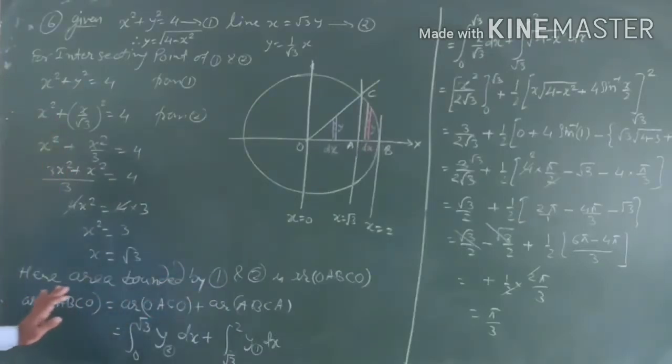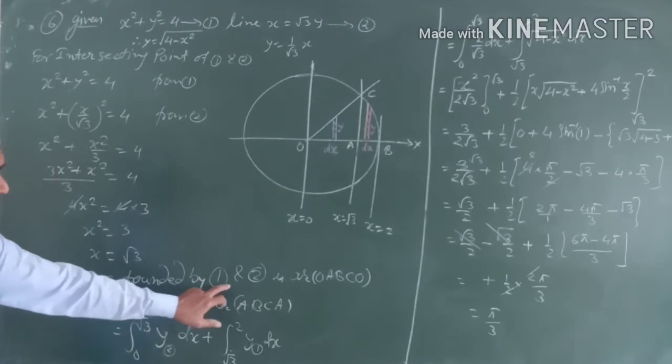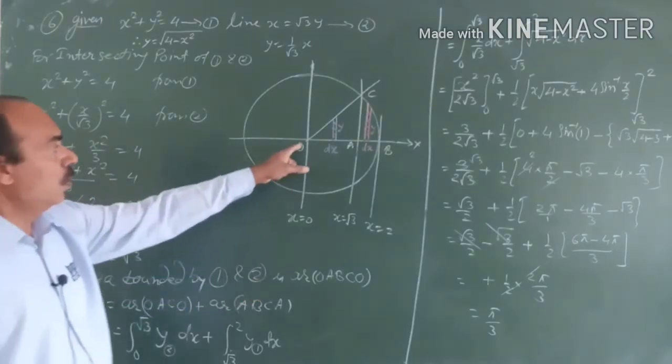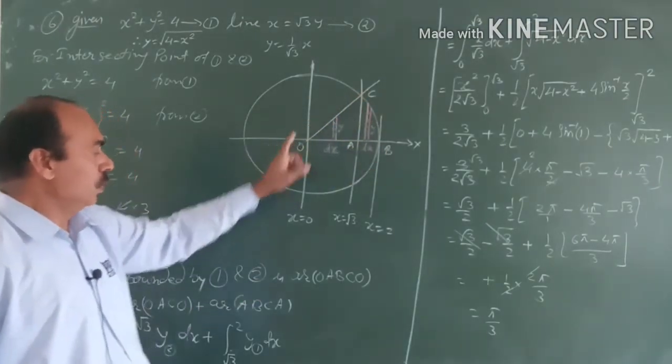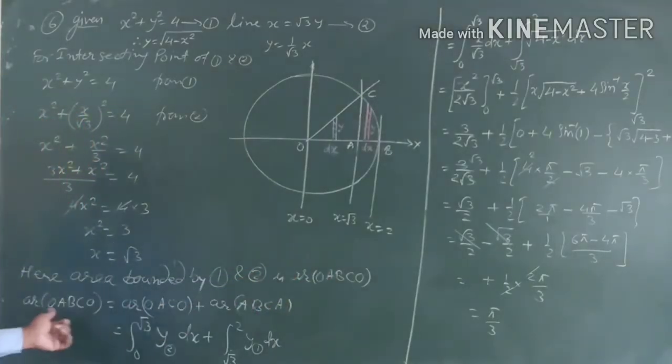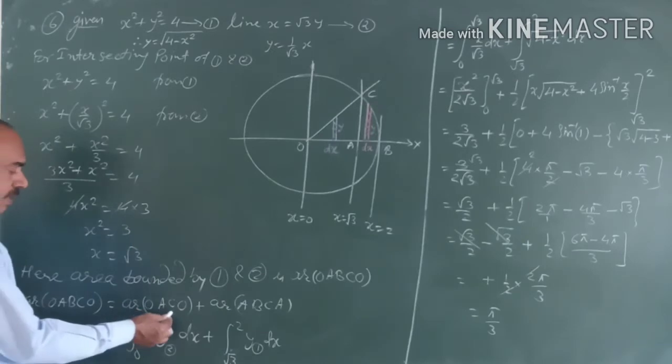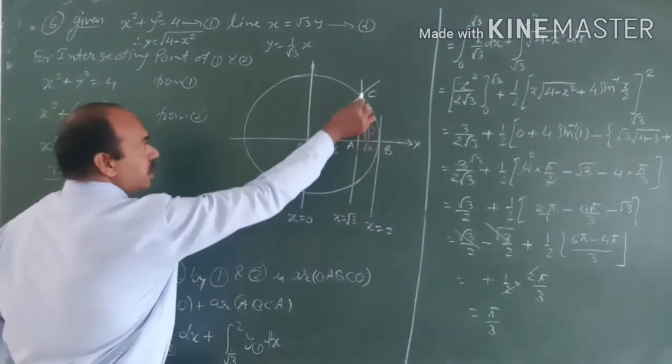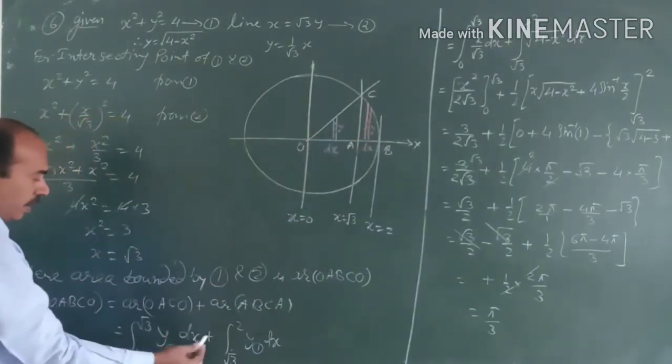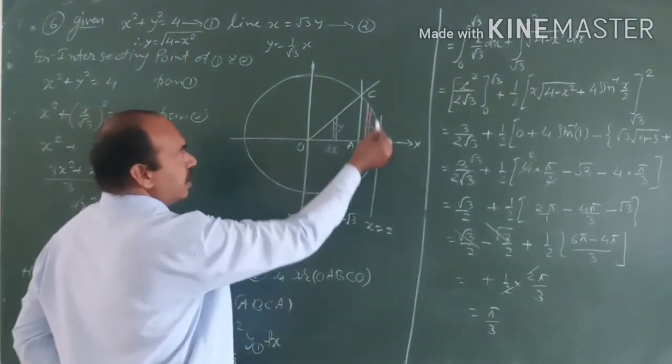So our required area is the area bounded by circle 1 and line 2, which is O, A, B, C, O. It is divided into two parts. The first part is O, A, C, O, which means y into dx, and the second part is A, B, C, A.